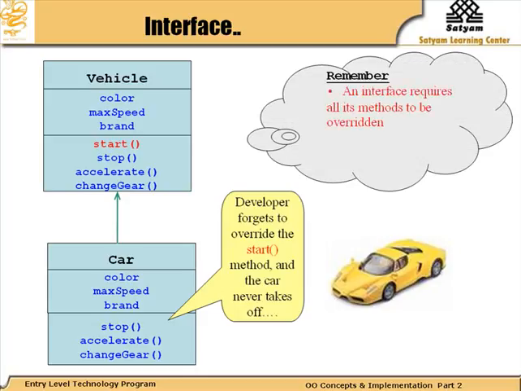Remember, an interface requires all its methods to be overridden. Now let's replace the concrete class vehicle with an interface. An interface would have forced the developer to implement all the methods in the class car, and therefore would have been able to avoid the bug. One cannot create an object of an interface.